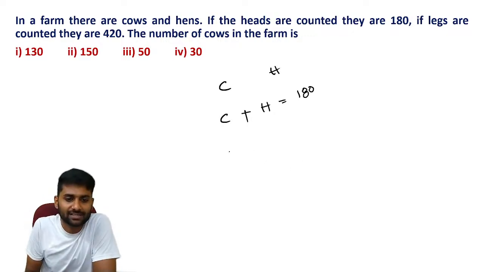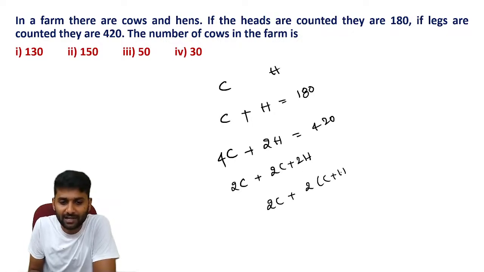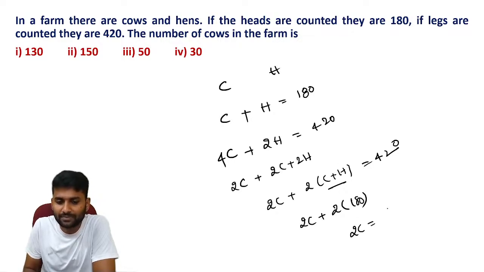If they count legs, a cow has 4 legs, 4C, and a hen has 2 legs, 2H, equal to 420. 4C can be taken as 2C plus 2C, so 2C plus 2C plus 2H. Understand my calculation here? This is 2 times (C plus H) equal to 420, and you know that 2 times the cow and hen value is equal to 180. Then 2 times the cow is 420 minus 360. You can find the difference of 60, so the C value is equal to 30.